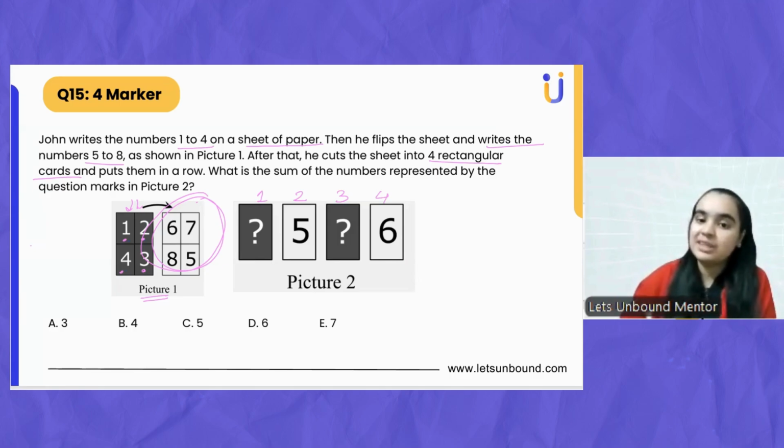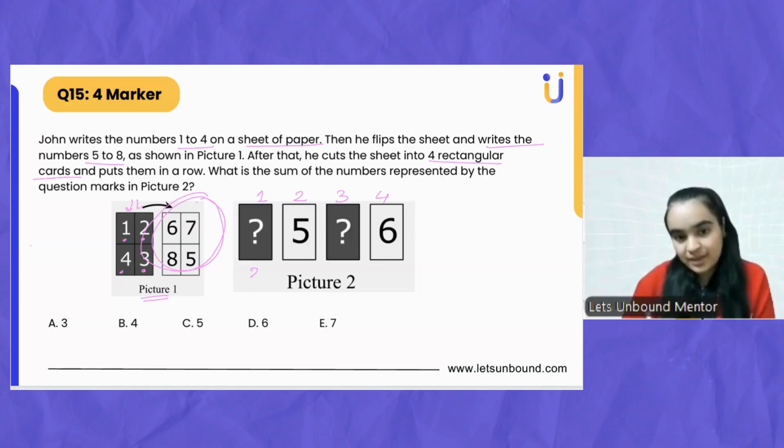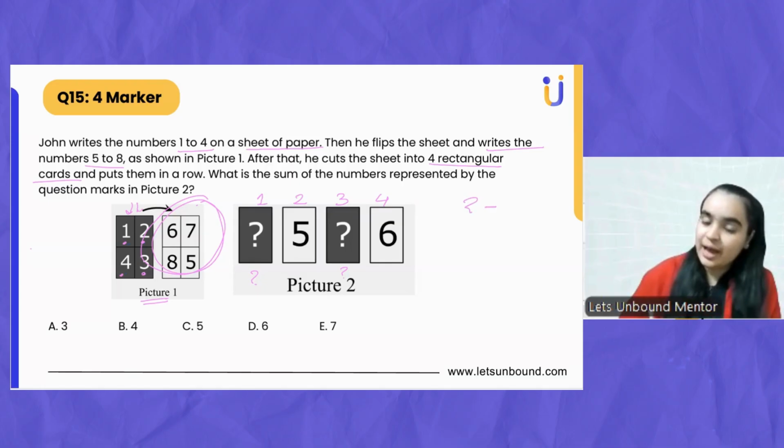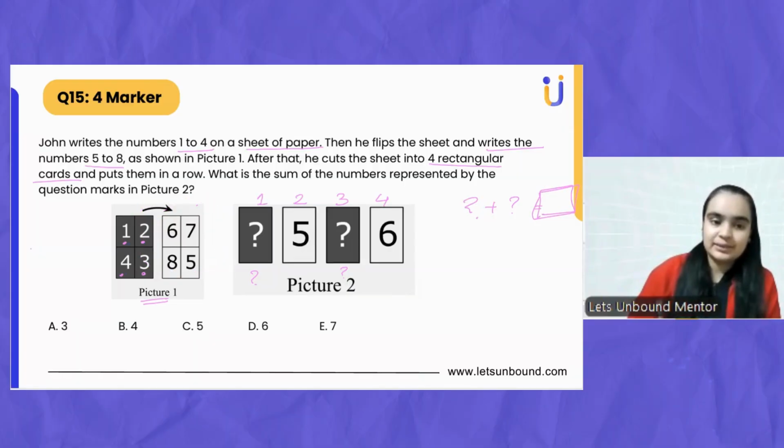What is the sum of the numbers represented by the question marks in picture 2? So here we have 2 question marks. We need to find out which 2 numbers are going to replace these 2 question marks. After that, we need to add those values, and that's it. We need to tell that answer. Okay, so let's start with the very beginning.